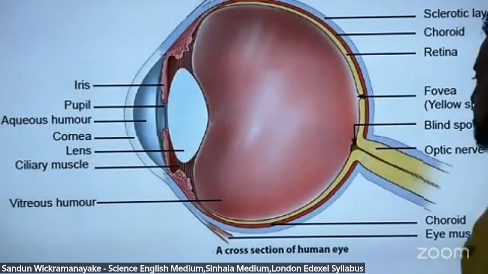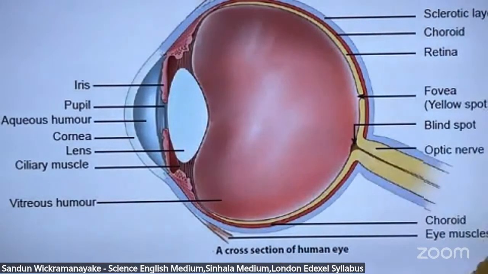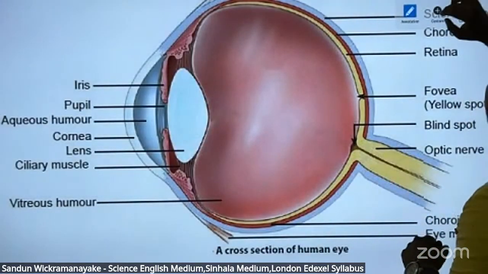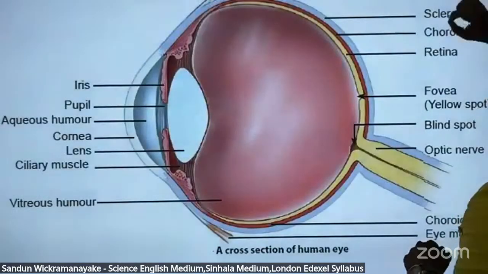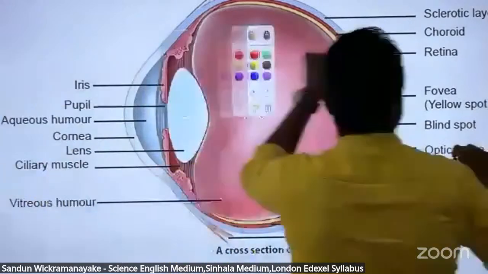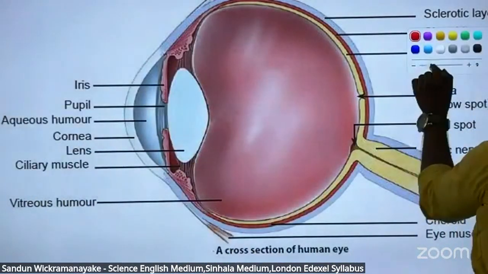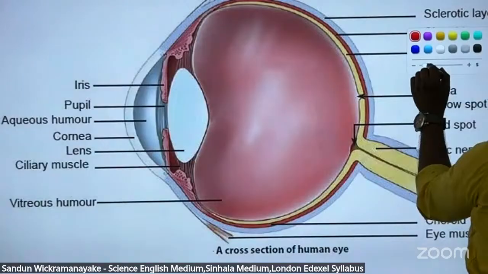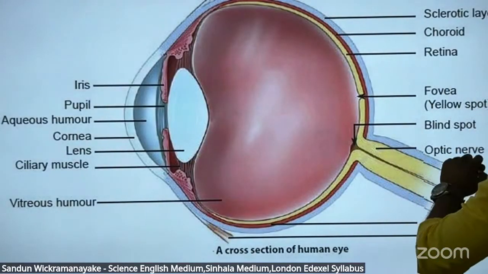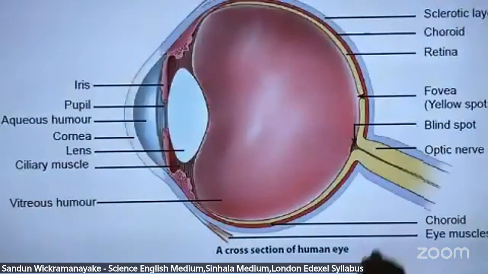So this is the structure of the human eye, and we also need to learn about these things. Look at this. Final steps. Right. Learn about it first before we write down the notes, right?